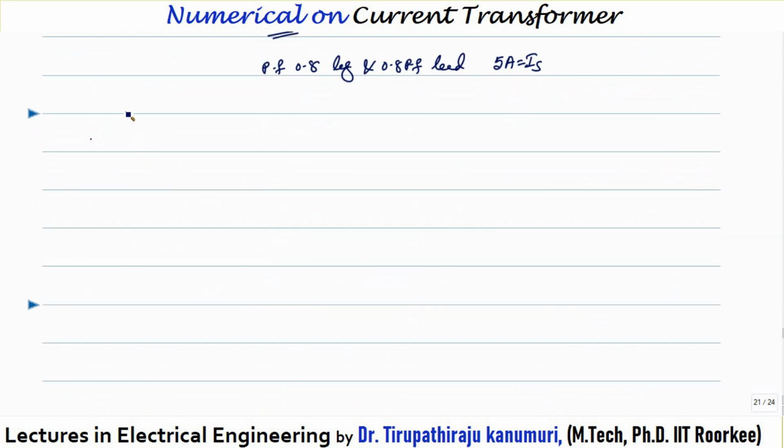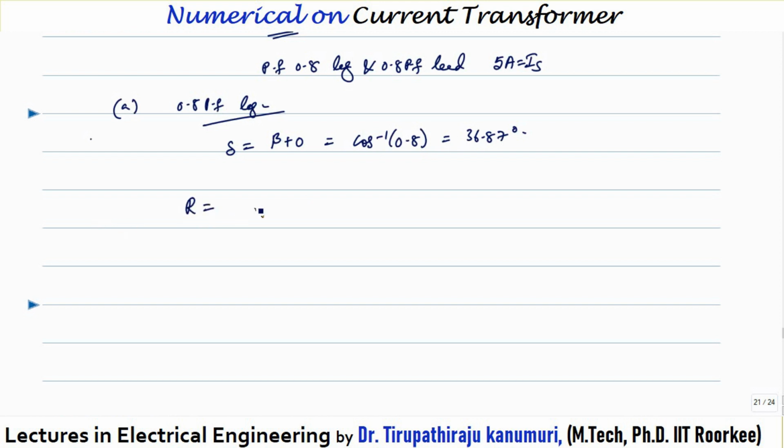The first part is taken as 0.8 power factor lag. So I am taking the 0.8 power factor lagging case. The value of delta will be equal to beta plus 0, since the values of Rs and Xs are neglected. So this will be equal to cos inverse of 0.8, which is 36.87 degrees.